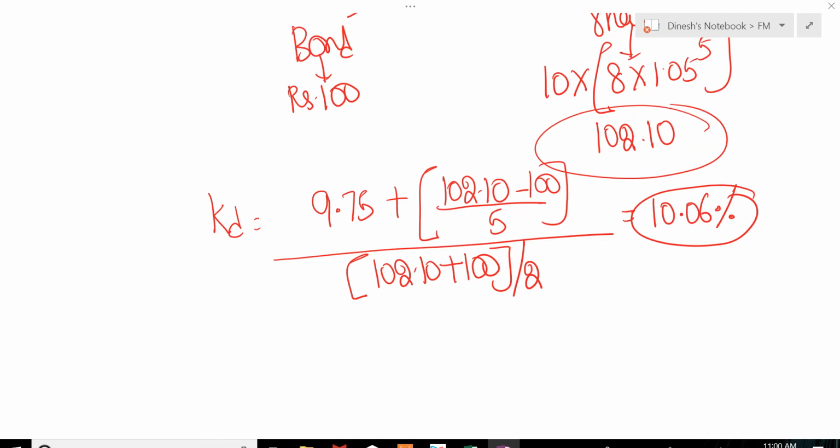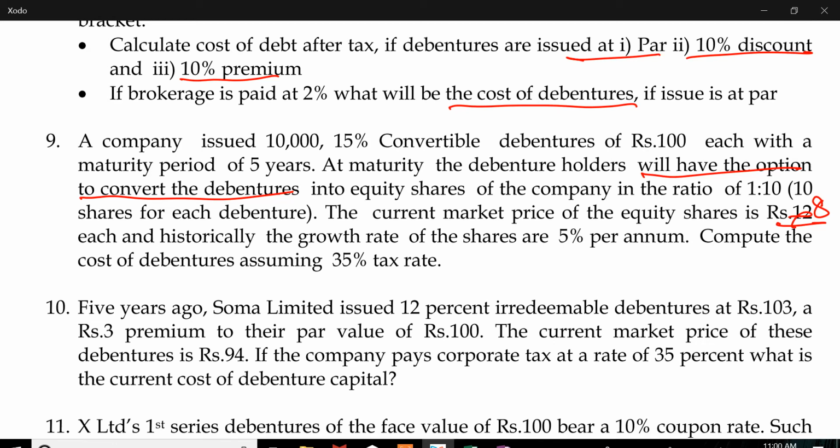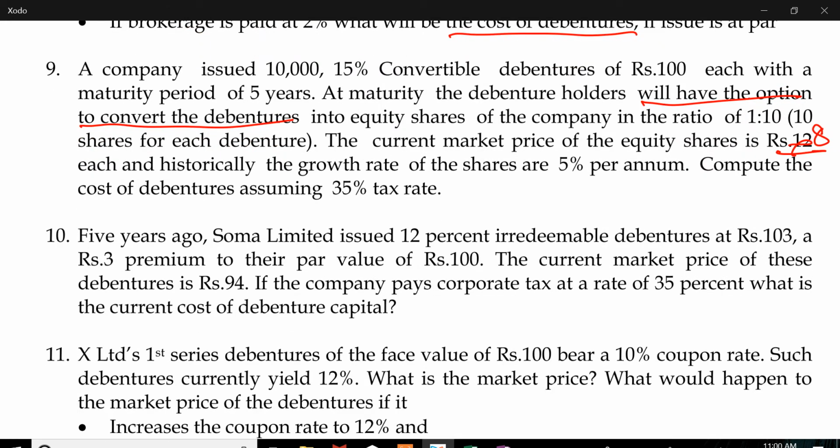Any doubts on this? Can we proceed? Let's do question number 10. Any doubts on question number 9?